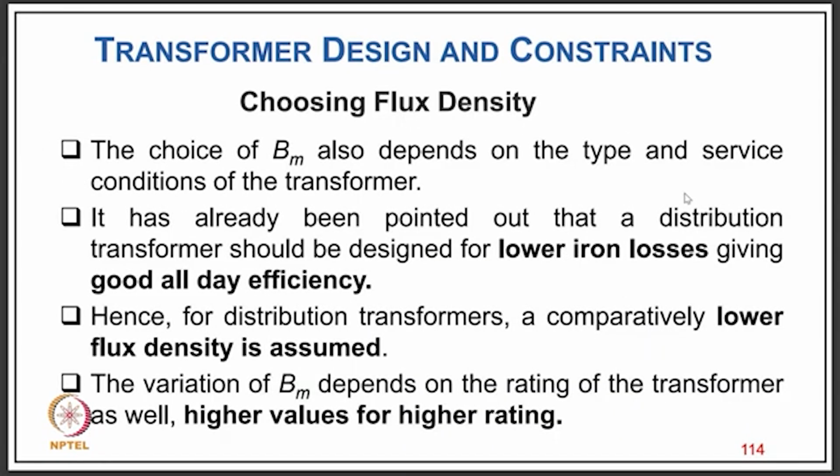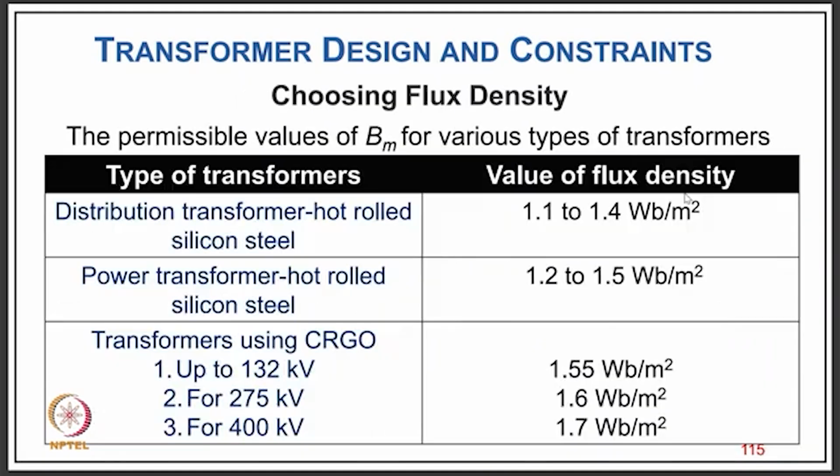So the choice of flux density Bm also depends on the type and service conditions of the transformer. It has already been explained that a distribution transformer should be designed for lower iron losses and giving good all-day efficiency, so the distribution transformer comparatively has a lower flux density, and the variation of B depends on the rating of the transformer, being higher for higher rating.